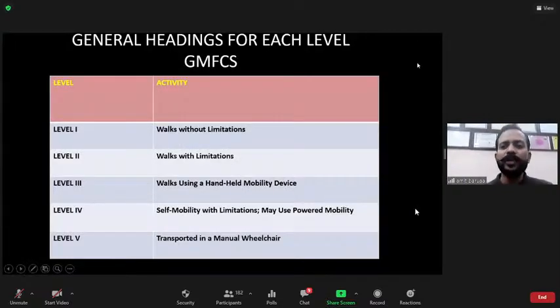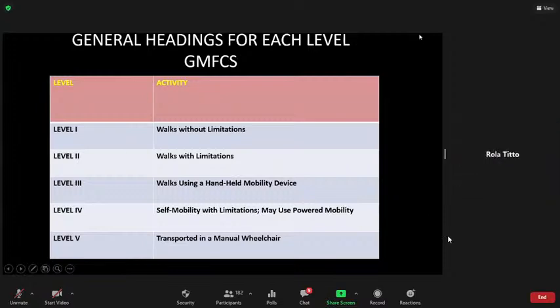So whenever we are talking about different scales, definitely the GMFCS is very useful. It's research based, very valid and reliable also. Many people know about this particular scale. And is it visible now? Is it visible? Yes.